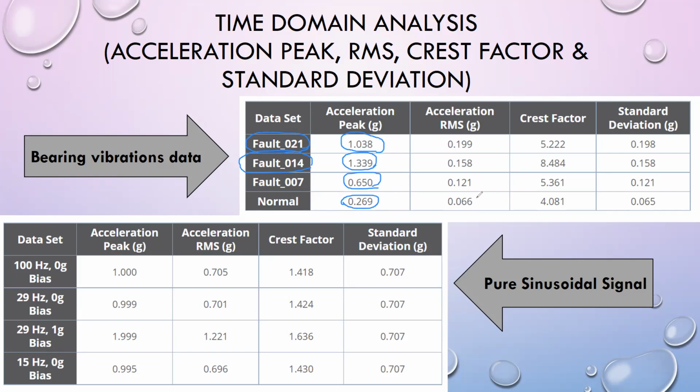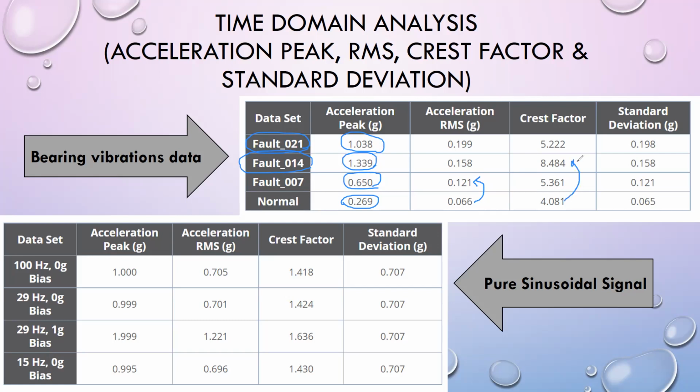Here in the acceleration RMS, again, you can see from normal to fault 007, we have a significant jump in the acceleration RMS. In the crest factor, we have the same. Again, if you calculate the crest factor and compare for different signals, you can see the effect of the fault, especially from normal to fault 014.